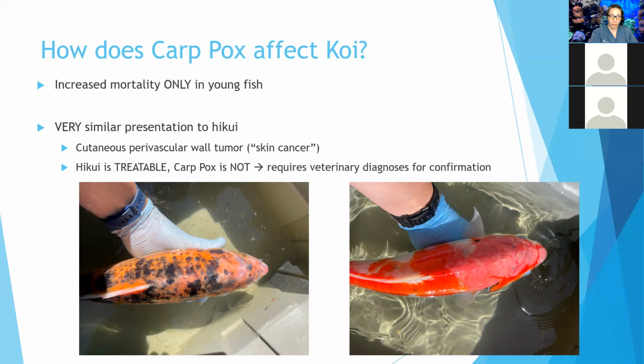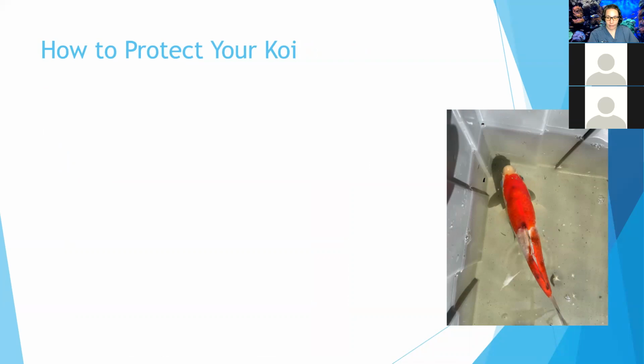So how do you protect your koi from getting carp pox? Well, unfortunately, you kind of can't. Again, latent carriers can show no clinical signs and still spread the virus. This is where carp pox kind of plays into its cousin KHV, koi herpesvirus, separate in herpesvirus 3. You can have carriers that, again, carry the virus, not showing any clinical signs. And it's just the luck of the dice with that fish's genetics.